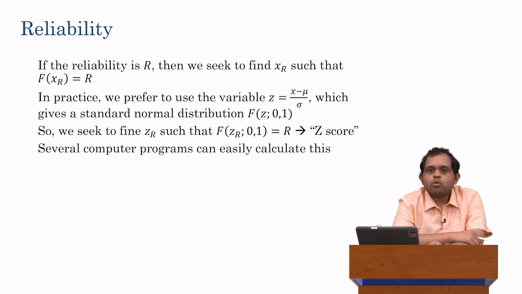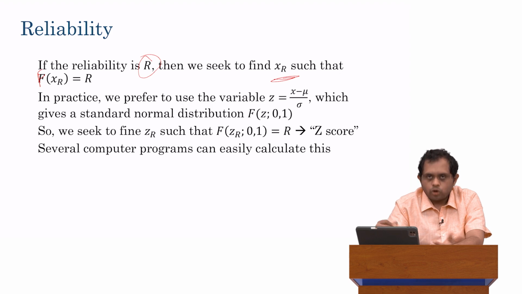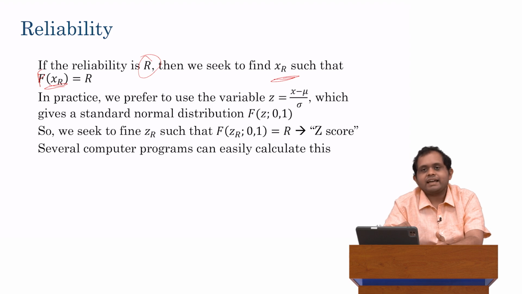So the question is, what is the reliability? If the reliability of the system is R, then we would like to know what is the value of XR such that capital F of XR is equal to R. So this is the cumulative distribution function. Really, the problem which we face in engineering is, if we want our system to have a certain amount of reliability, we would like to know what is this value of, let's say, cracking or distress, which will give us that amount of reliability. So actually we're trying to solve the inverse problem.